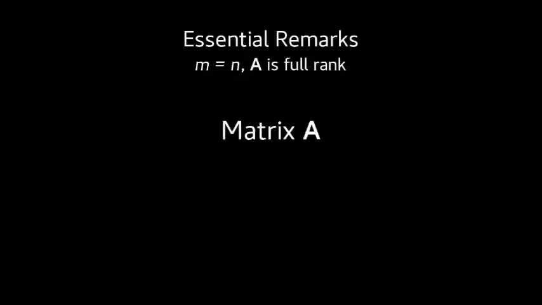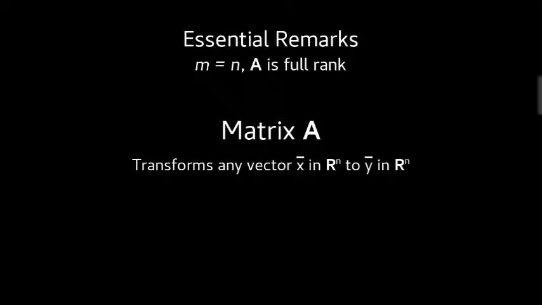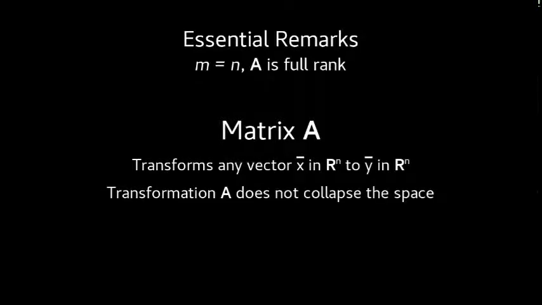We now have some essential remarks on each of the transformation matrices. The matrix A transforms any vector x in R n to y in R n. Further, the transformation A does not collapse the space R n as it is full rank.